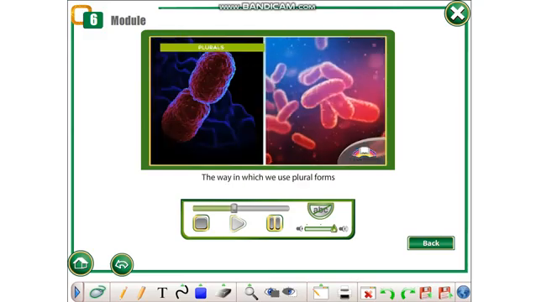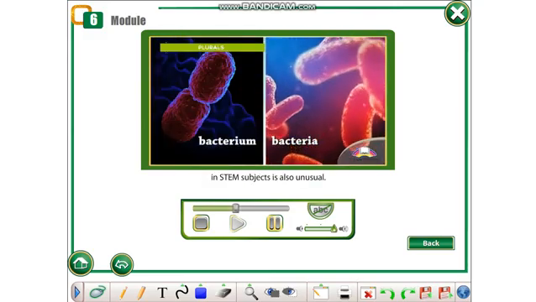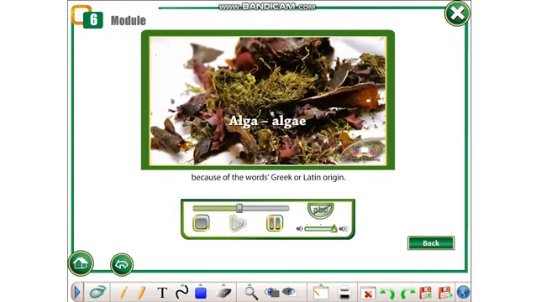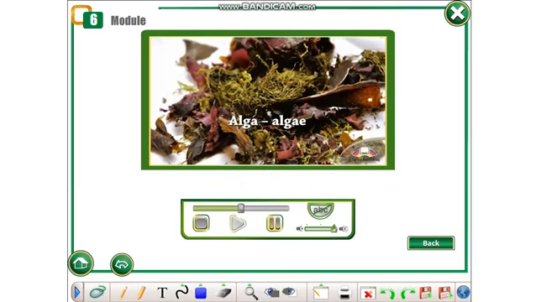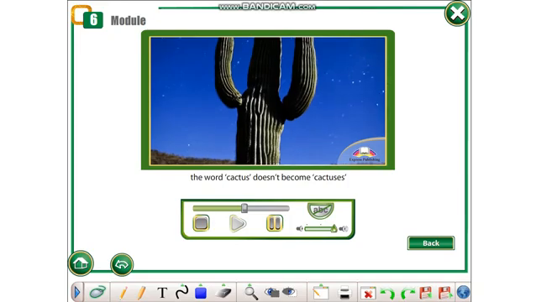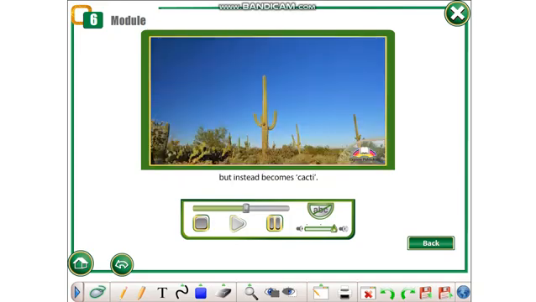Plurals. The way in which we use plural forms in STEM subjects is also unusual. We often encounter irregular plurals because of the word's Greek or Latin origin. For example, the word cactus doesn't become cactuses, as expected, but instead becomes cacti.